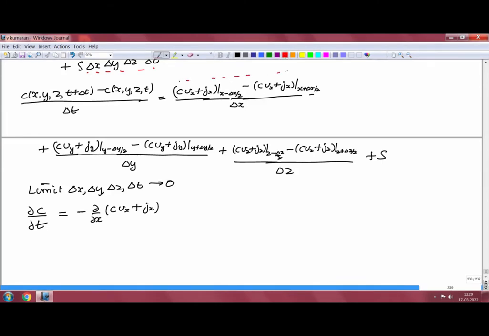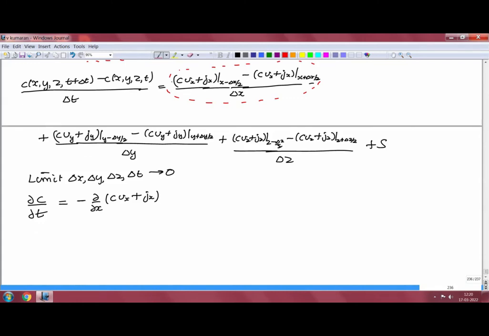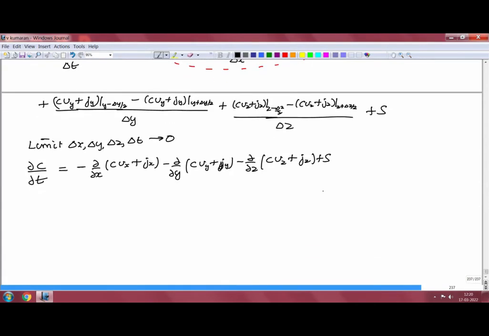I have the value at x minus delta x by 2 minus the value at x plus delta x by 2 divided by delta x. So, it is the negative of the derivative. And similarly, this will be minus partial by partial y of c vy plus jy, minus partial by partial z of c vz plus jz, plus s. So, that is the total equation.